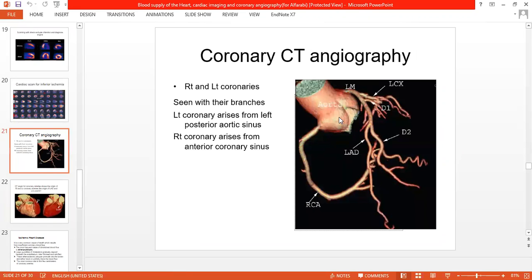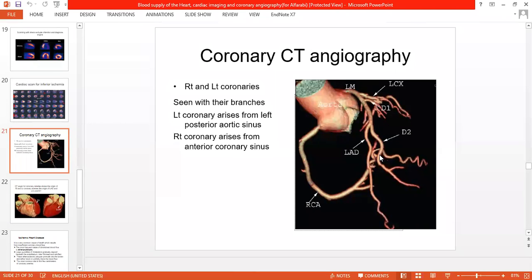This is called CT angiography, where you can see the right and left coronary. This is the right coronary artery. This is the left coronary artery, which is giving the circumflex branch. This is the anterior descending, which is the anterior interventricular branch. Then we have the diagonal branches, D1, D2.